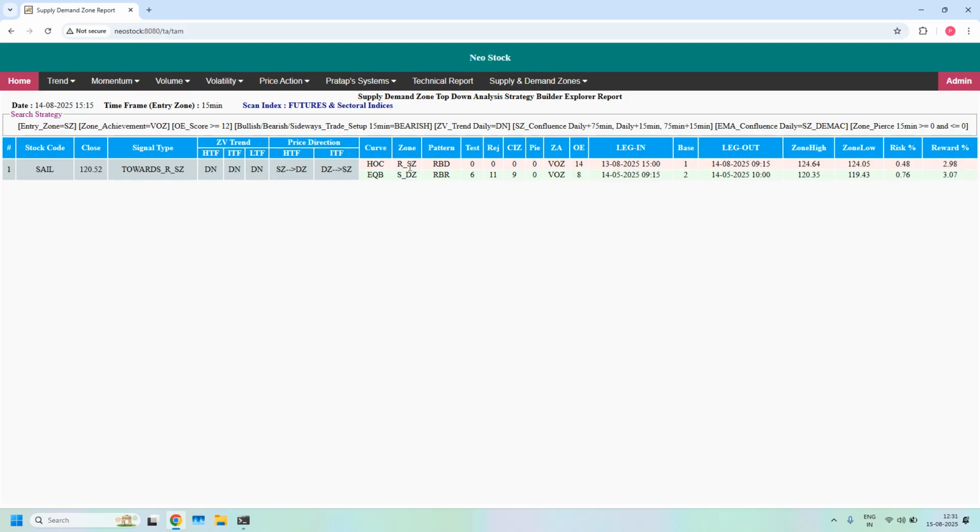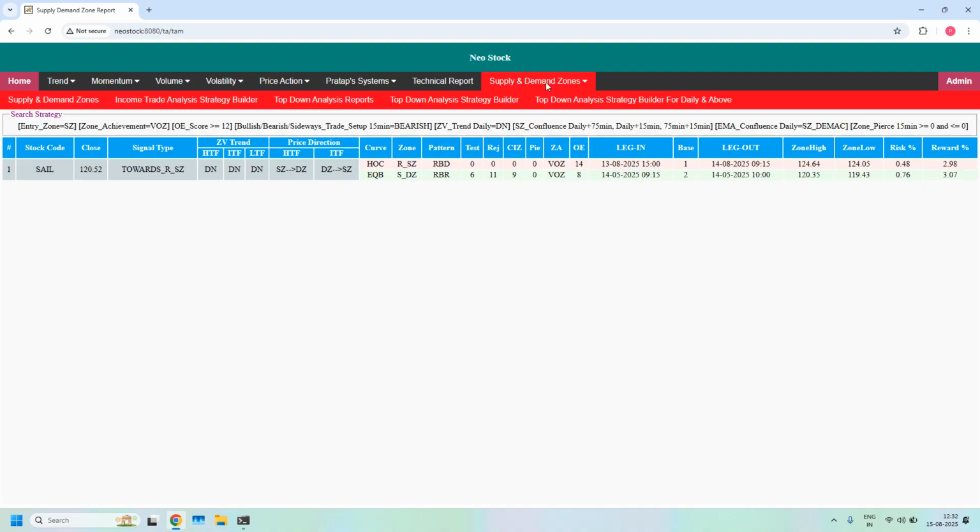So we got that 1 stock. So that way this 15 minute supply zone might have higher probability to get success, provided less than 20 checklist items are satisfied. Otherwise the zone might be violated. So this is about bearish trade setup for daily income trade. So we have completed daily income trade report generation. Next we will generate hourly income trade reports.